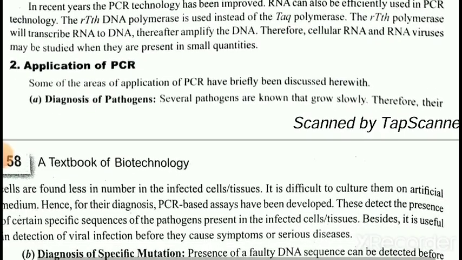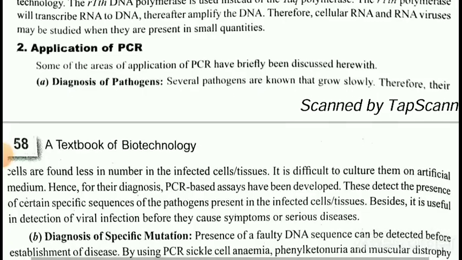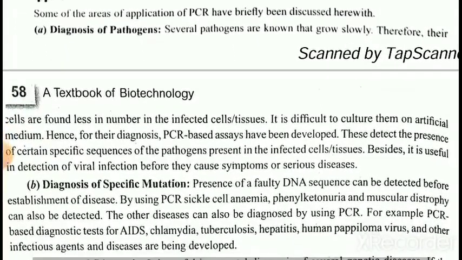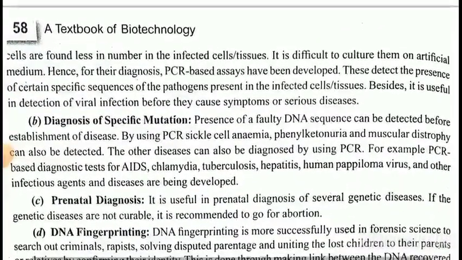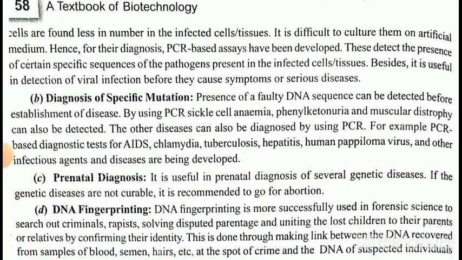A. Diagnosis of pathogens. Several pathogens are known that grow slowly. Therefore, their cells are found less in number in the infected cells' tissues. It is difficult to culture them on artificial medium. Hence, for their diagnosis, PCR-based assays have been developed. These detect the presence of certain specific sequences of the pathogens present in the infected cells' tissues. Besides, it is useful in detection of viral infection before they cause symptoms or serious diseases.